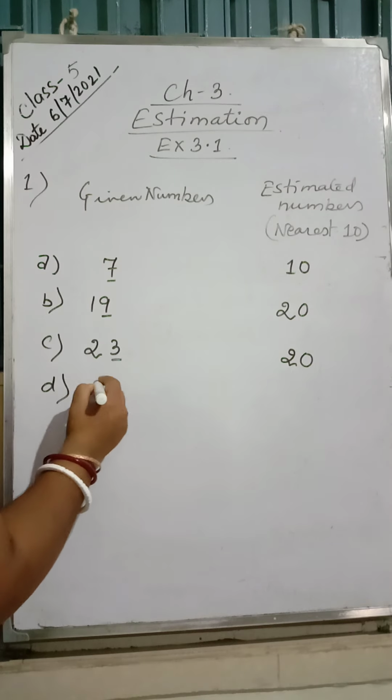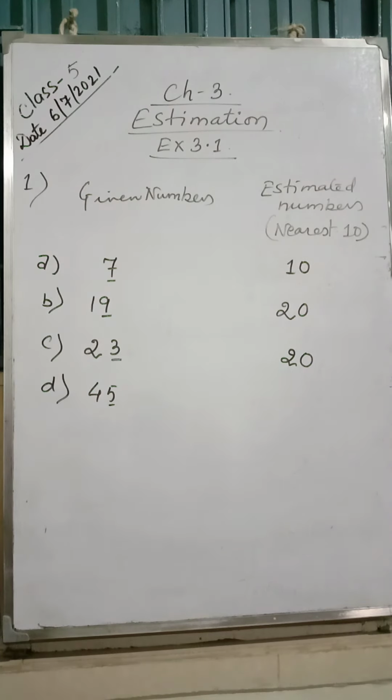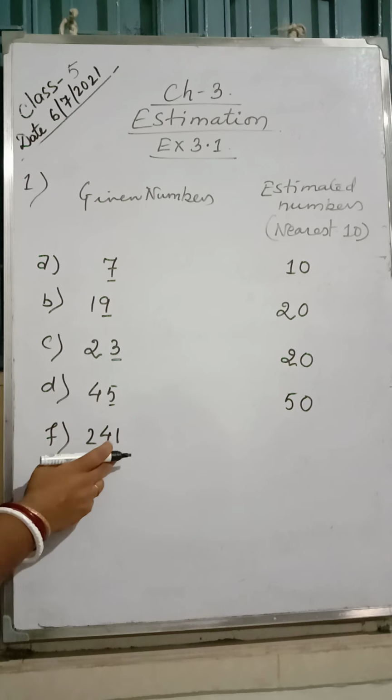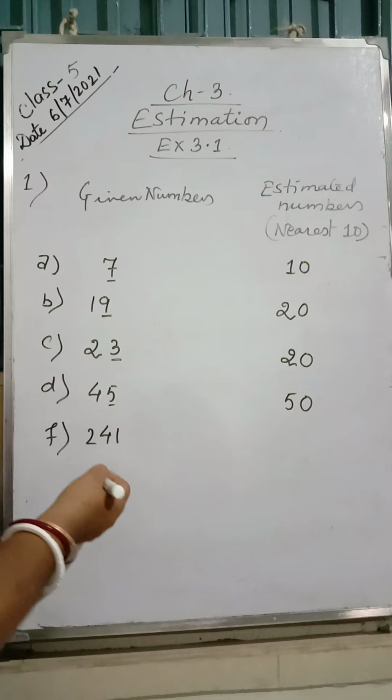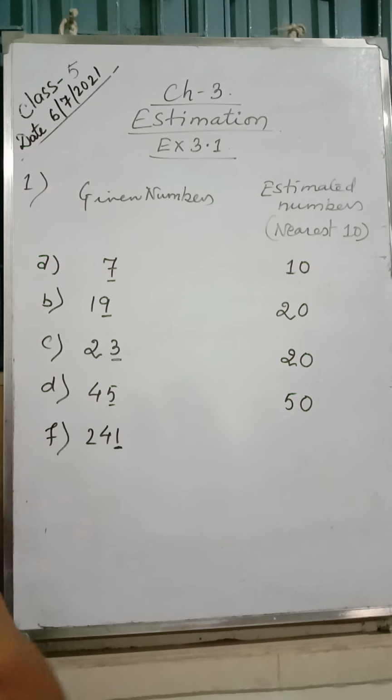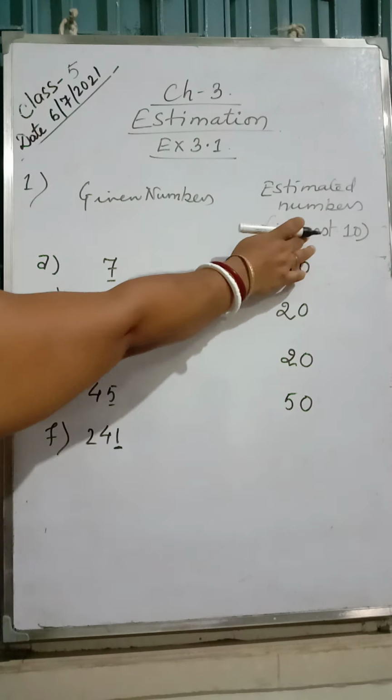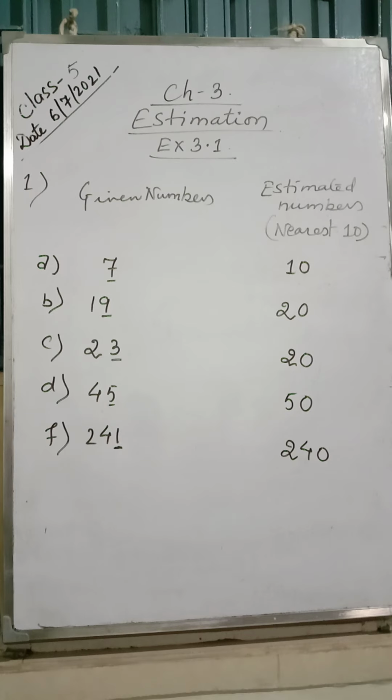See, number D is 45. Digit at one's place is 5. So 4 will turn into 5, and for this 5 we'll give 0. Is it? See, number F is given, 241. Do not get confused. Do not say, ma'am, there are 3 digits. Let it be 3 digits or 30 digits. We have to see the digit at unit place only, because we are rounding the number nearest 10. At one's place it is 1, less than 5. So this 4 remains as it is, and for 1 we'll give 0.